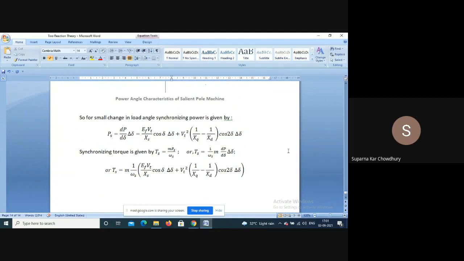So I stop here today. We'll discuss the different synchronous reactances associated with the synchronous machine and how we can measure them in the next class.